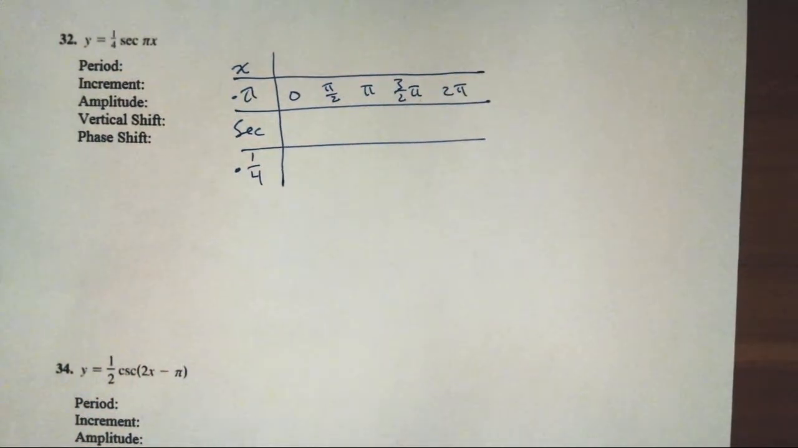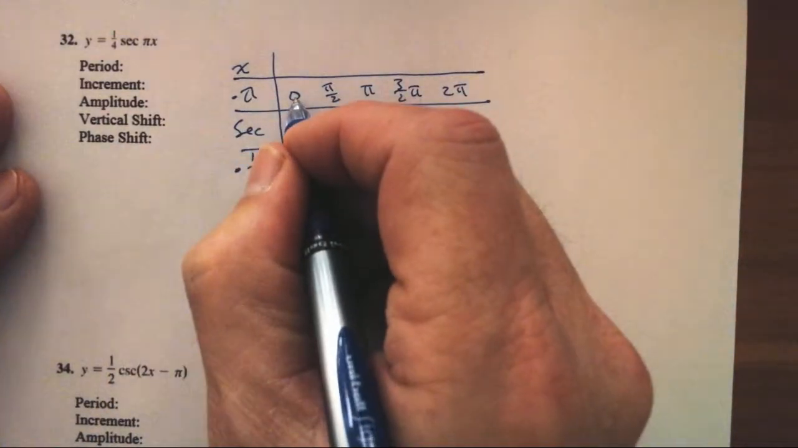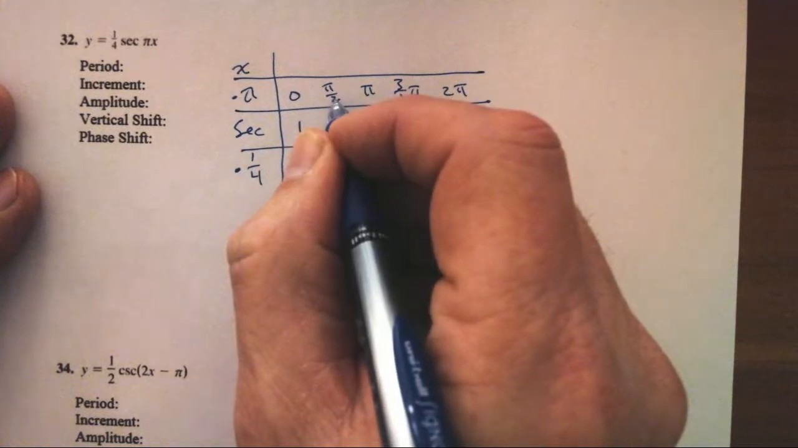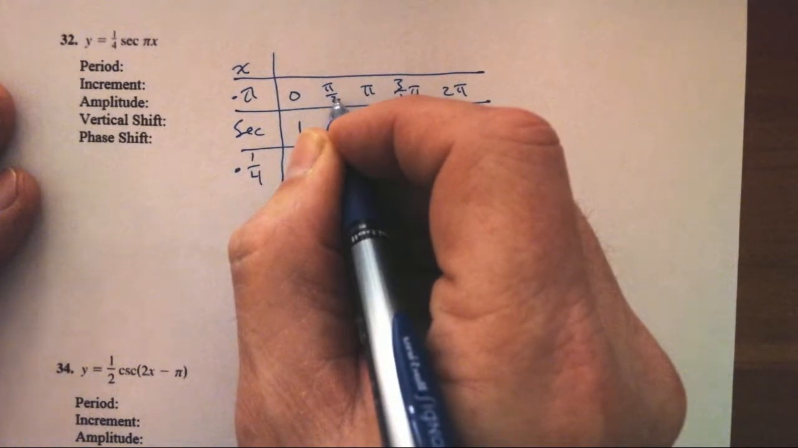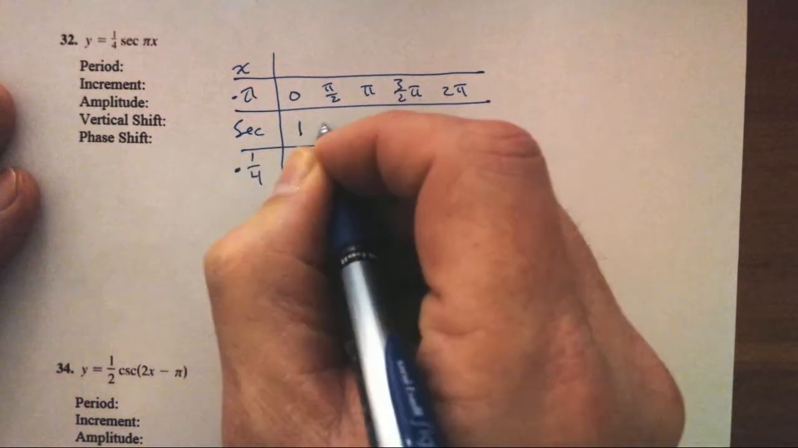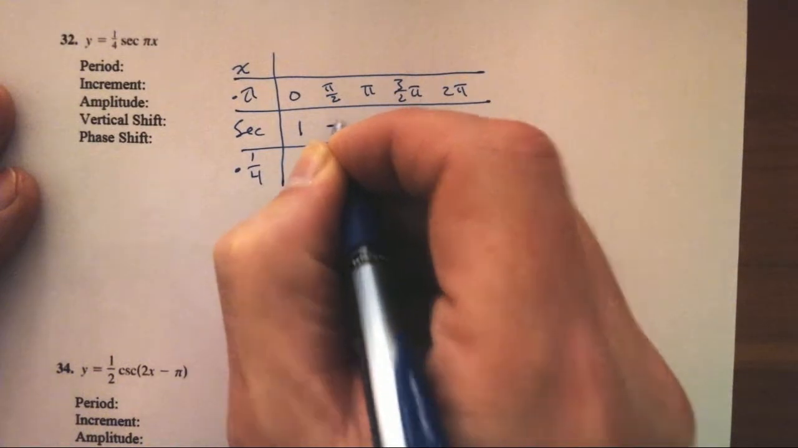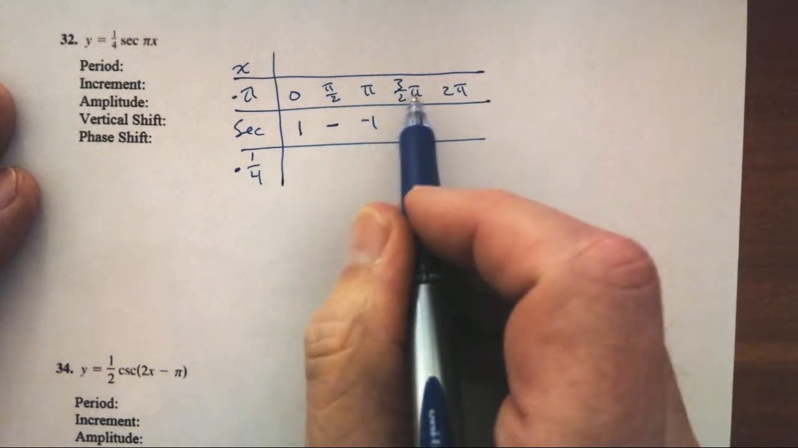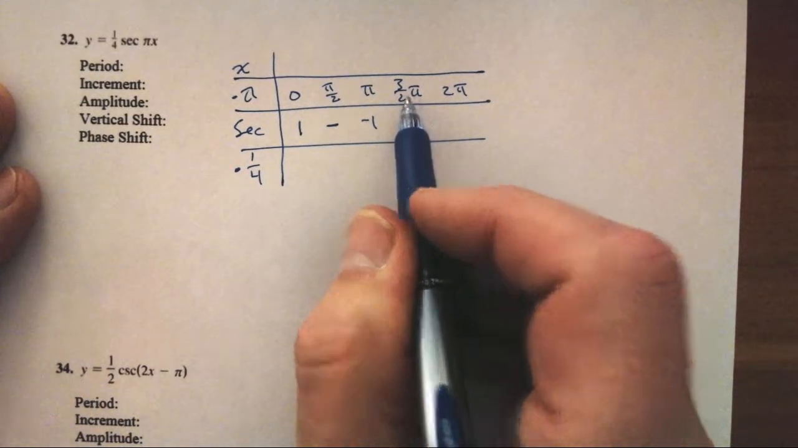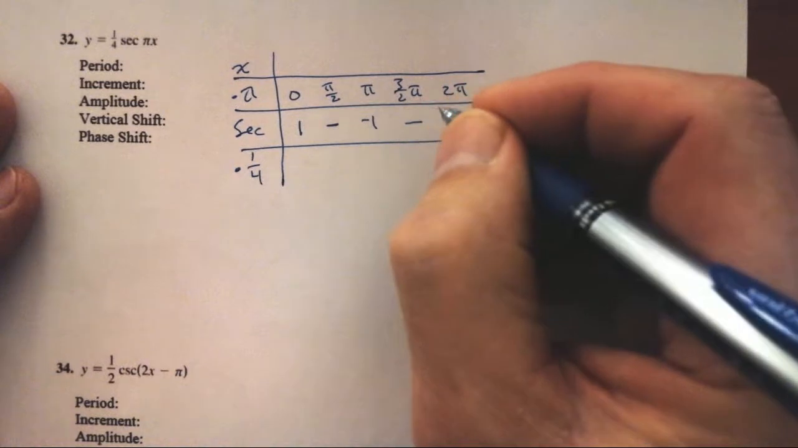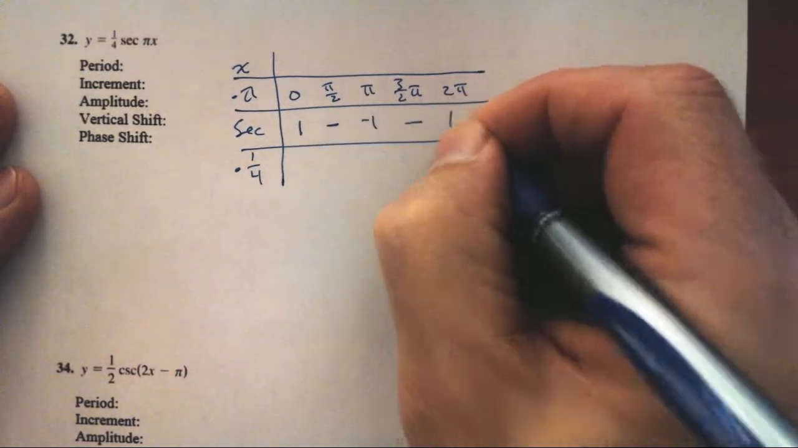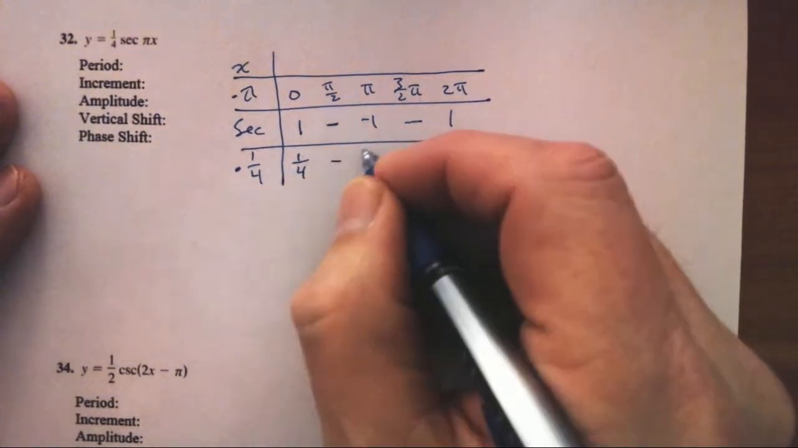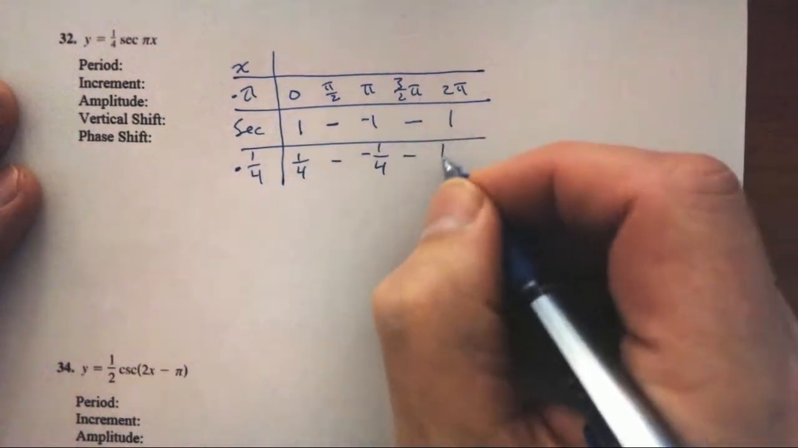So now is where I'm just thinking cosine. Cosine of 0 is 1. Cosine of pi on 2 is 0. The reciprocal of 0 is undefined. Cosine of pi is -1. Reciprocal of -1 is -1. Cosine of 3/2 pi is 0. Reciprocal, undefined. And cosine of 2 pi, we're back to 1. Multiply those by 1/4. Undefined, -1/4, undefined, and 1/4.